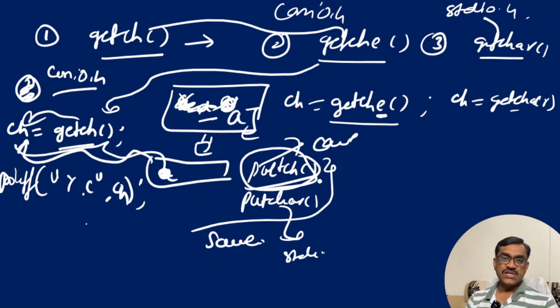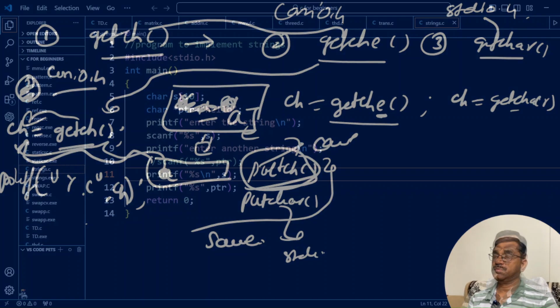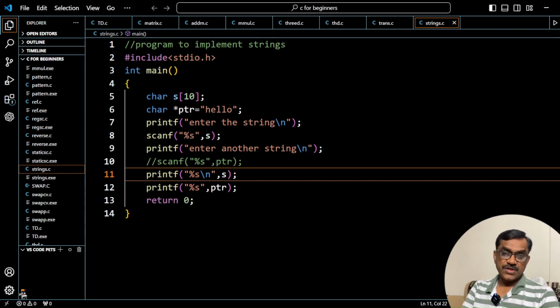Okay. Now we will see the putchar function. Next we will see one by one. After that we will go to the string functions. So let us go to Visual Studio Code to use put. Now we will see the unformatted input-output functions. So let us go to Visual Studio Code.